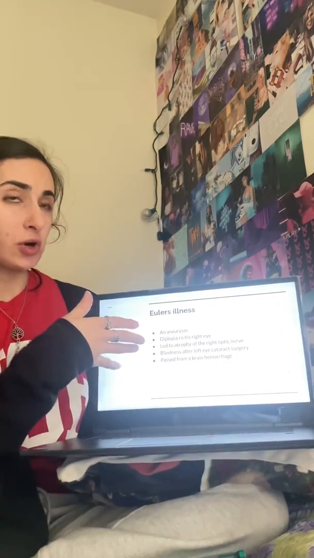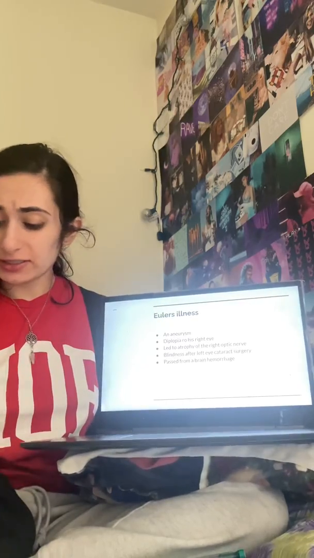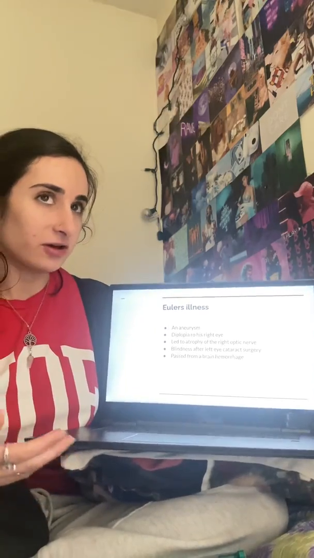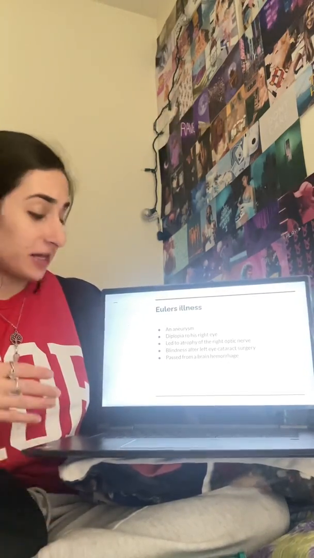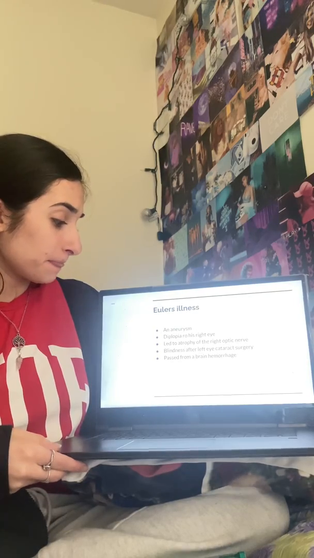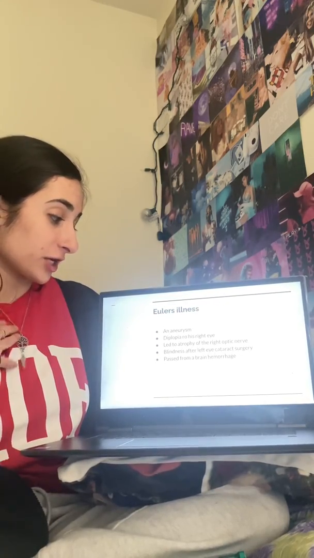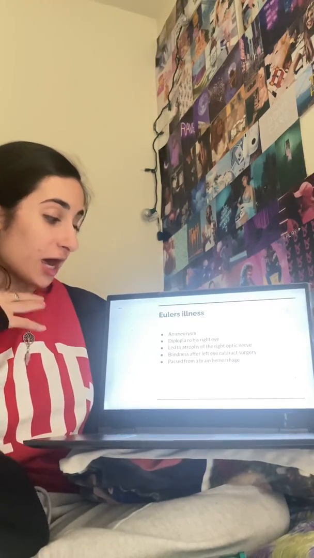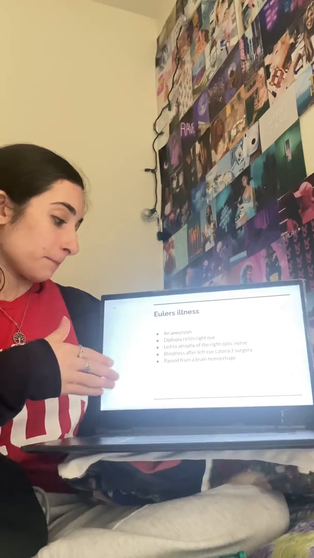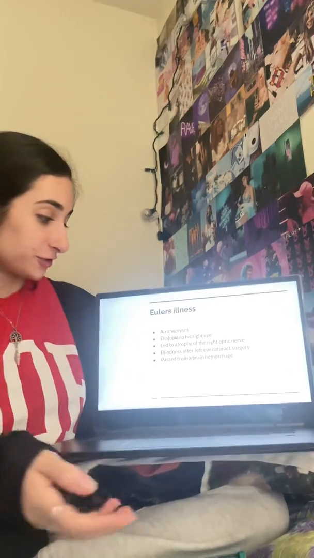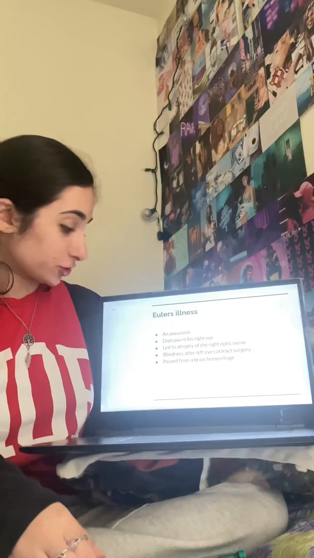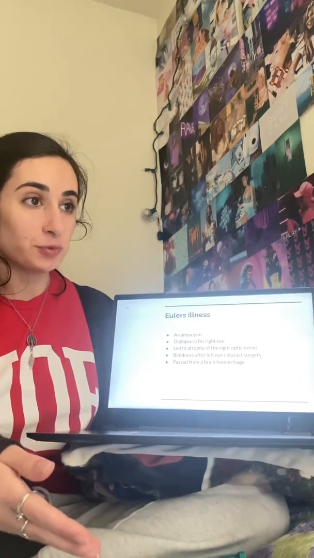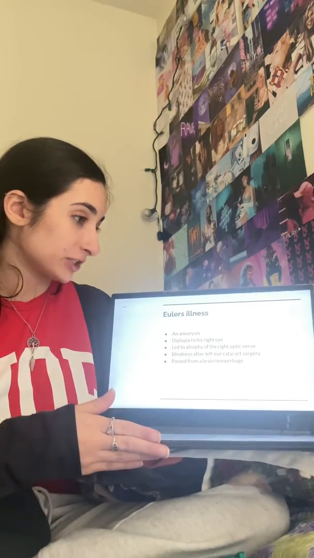Euler's illness. So as Euler progressed in his life, he ended up becoming ill. He had a lot of aneurysms, which then led to him having diplopia in his right eye, which led to atrophy of his right optic nerve, and then that caused him to become blind after his left cardiac surgery. And later on, he passed away in 1783 due to a brain hemorrhage.